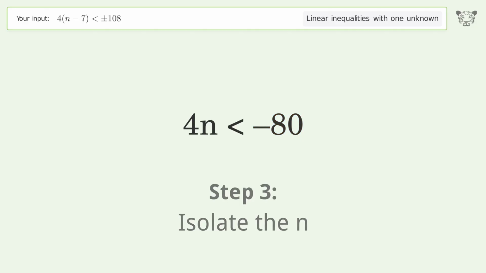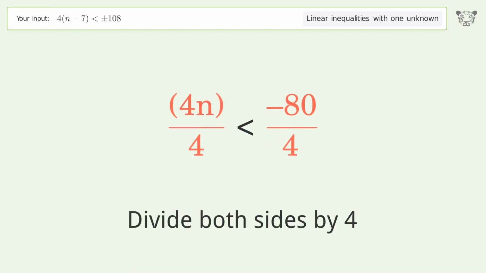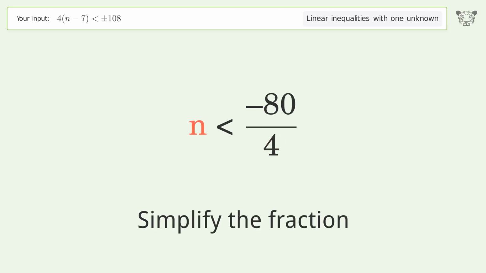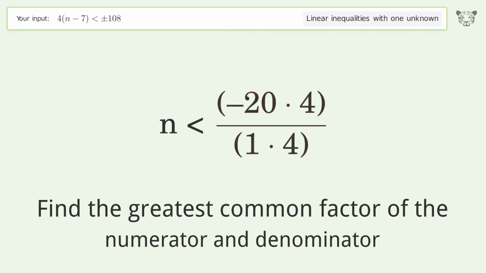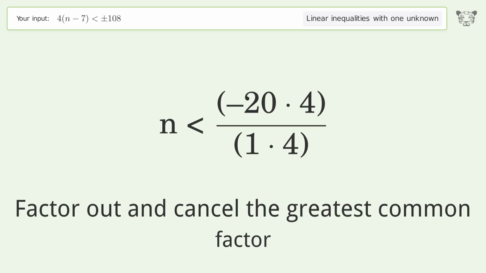Isolate the n. Divide both sides by 4. Simplify the fraction. Find the greatest common factor of the numerator and denominator. Factor out and cancel the greatest common factor.